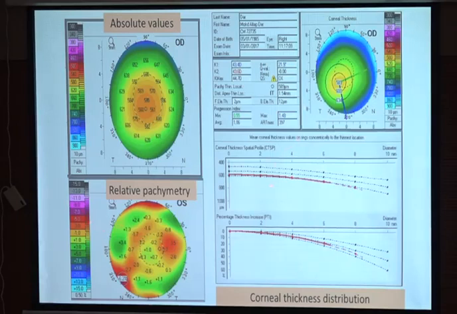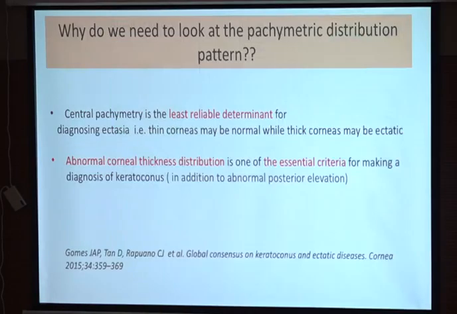And the other is, on the other half of the Belin-Ambrosio map, the corneal thickness distribution, the way the thickness is distributed across the entire cornea. That is something which is important. And why do we need to look at the distribution pattern? Because it's been shown that the central single value is the least reliable determinant. So you may have a cornea which is 460 microns, but you don't know whether it's normal or abnormal because that is not reliable as a single determinant.